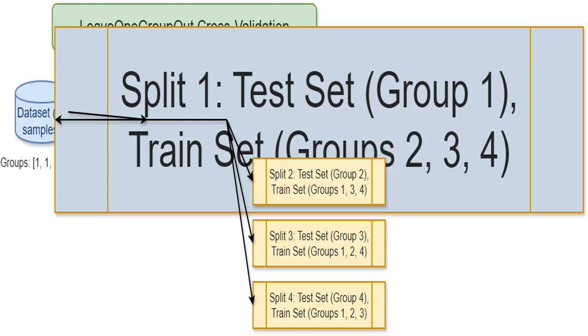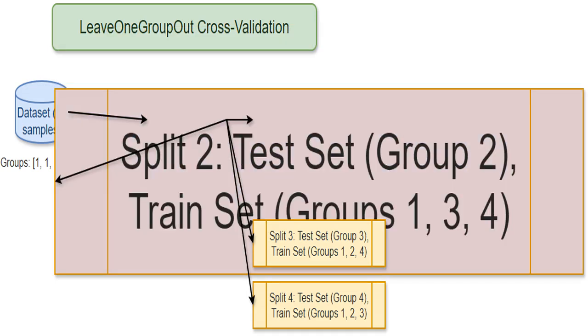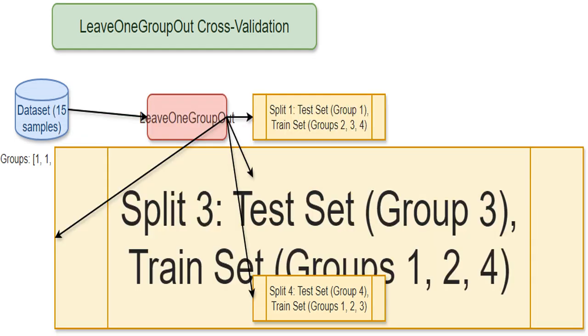Here's what happens in the first split. I'm testing on group 1, so all those samples go into the test set. The training set gets all the samples from groups 2, 3, and 4. In the second split, group 2 moves to the test set, while groups 1, 3, and 4 form the training set. I'm repeating the process of testing on a single group and training on the rest. For split 3, group 3 becomes my test set, and groups 1, 2, and 4 make up the training set.